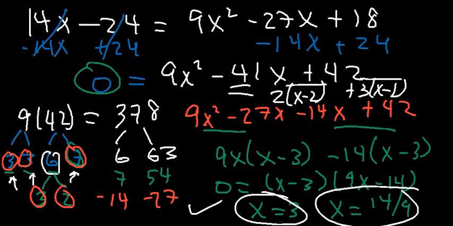So both answers work. So whenever you get an answer for these rational expressions, make sure that they don't create a 0 in the denominator of any one of your fractions. Otherwise, it's an extraneous solution and you have to remove it. But our fractions contain the denominators x minus 1 and x minus 2. So 3 and 14 over 9, if you plug them into those expressions, won't give you 0 on the bottom.